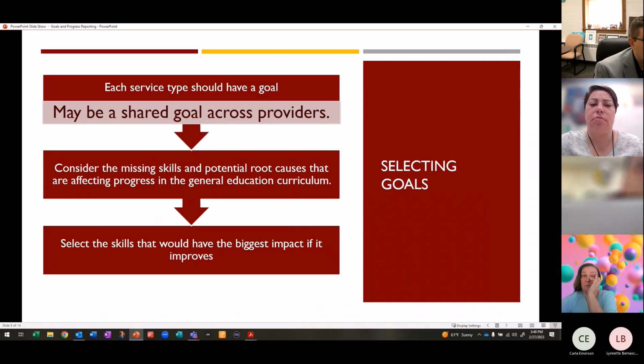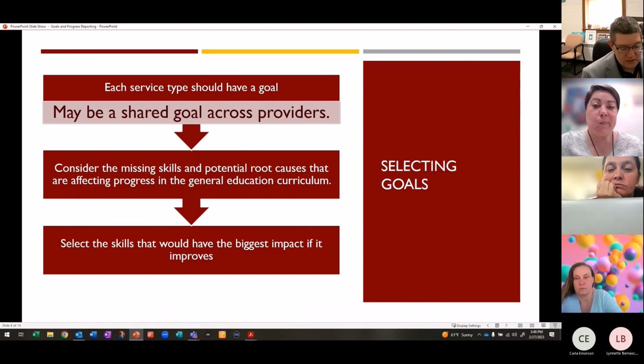When we're selecting goals, we've talked about how to write them, but when you're selecting goals, each service type should have a goal. It might be a shared goal across providers. So you might have a student that's working on pragmatic language, trying to address how they interact with others in a social emotional context. They might have a communication need and a social emotional need that both might be met by the same goal, or you might have separate goals. But shared goals just mean that two providers or two areas of need are being addressed through one goal.